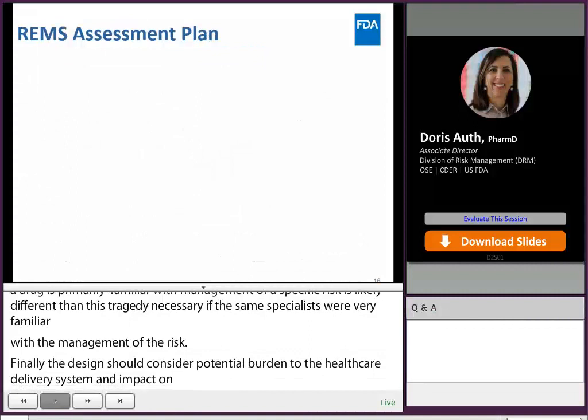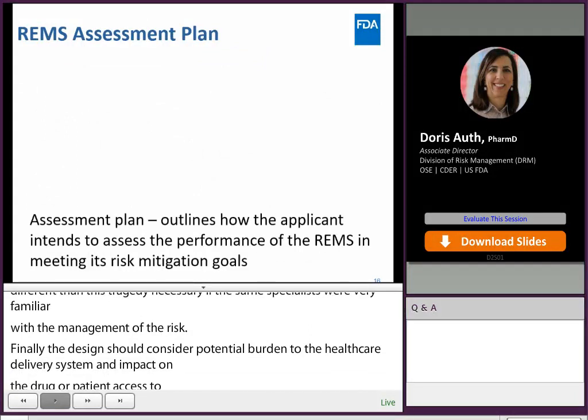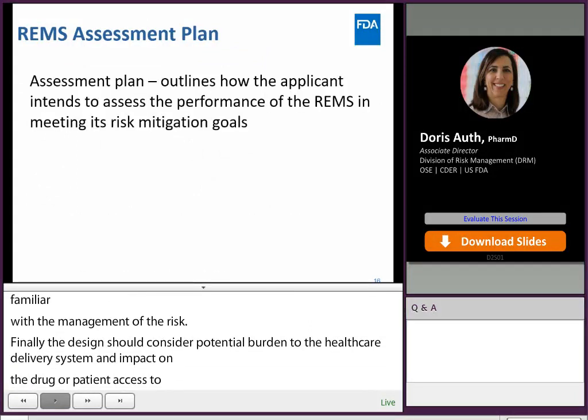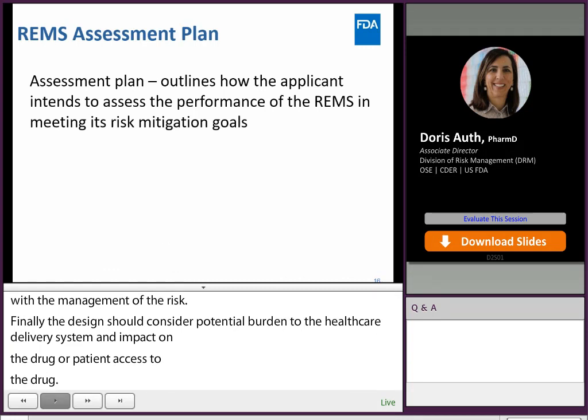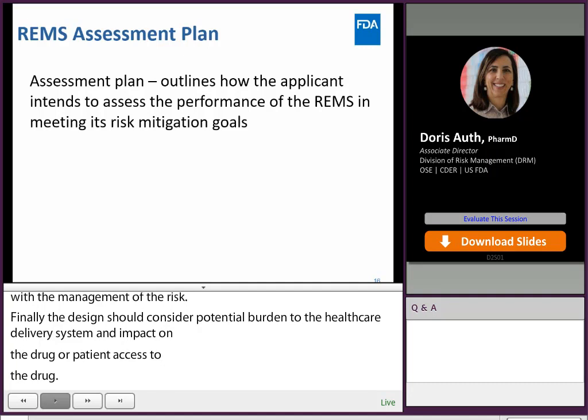I'd like to point out a few things about the REMS assessment plan. First, the REMS assessment plan describes how the applicant intends to assess the performance of the REMS and determine whether it's meeting its goals and objectives.